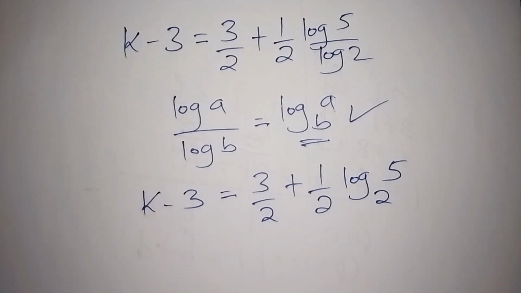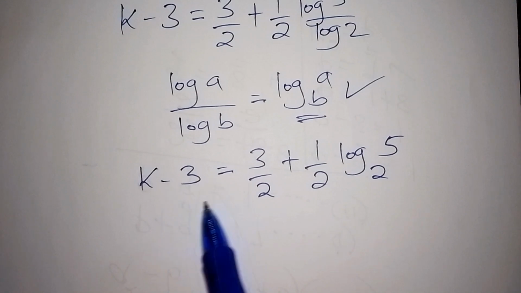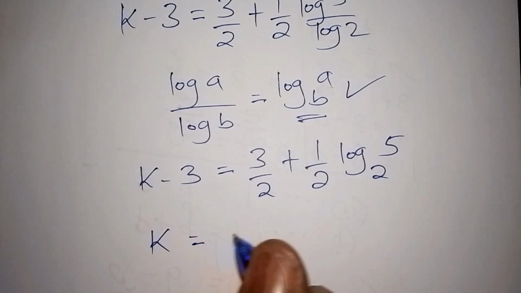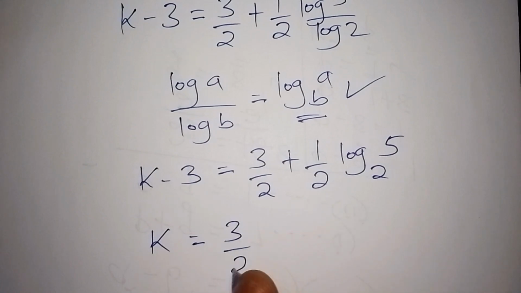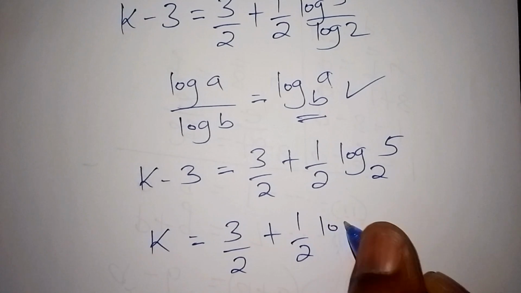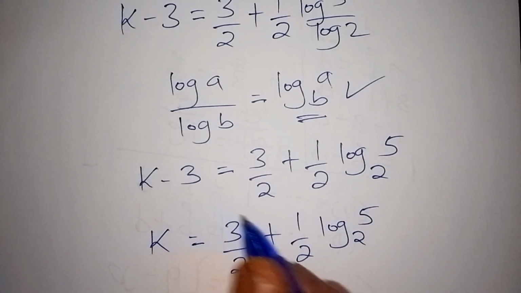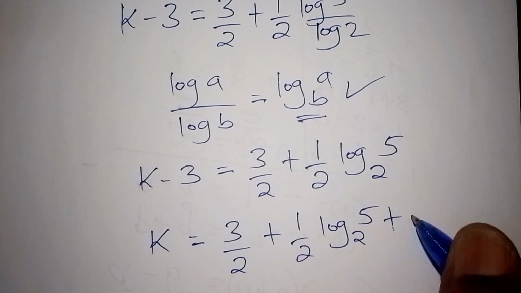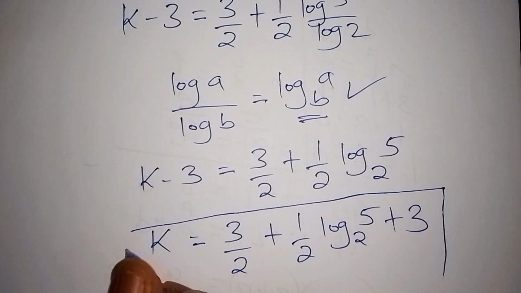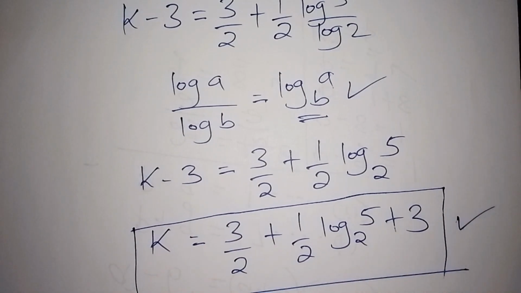So finally we need to remove this negative 3 on this other side so that we remain with k alone. So now our value for k shall be equal to 3 over 2 plus a half, then the log of 5 to the base of 2, then minus 3 now shall be plus 3, and this one now shall qualify to be our value for k. So this one shall be our value for k.